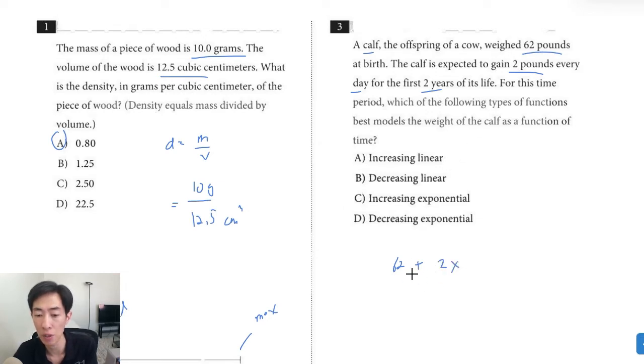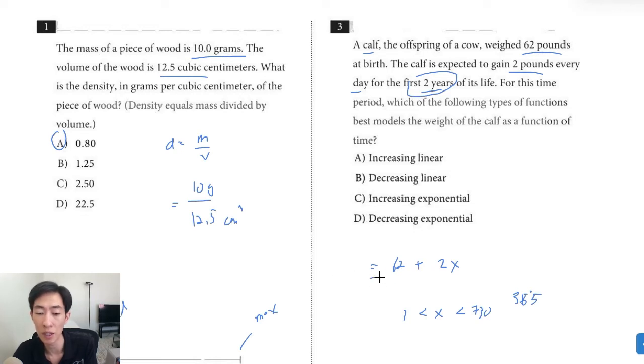If we let x equal the number of days, this is going to be the weight. And for the first 2 years of its life, this is really setting a range on the values for x. So 2 years is 365 days times 2. So that would tell you that x would have to be from, I guess, 1 all the way up to what's twice that? That's 730, I think. And so this is basically telling you what the range of x is. But regardless, this is question 3. You don't really have to know that much.